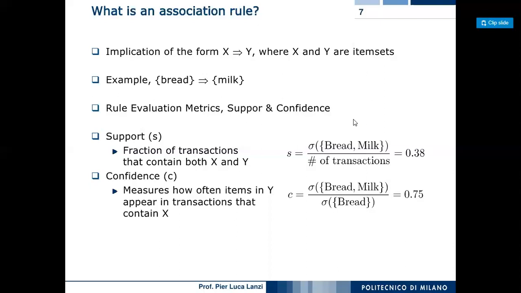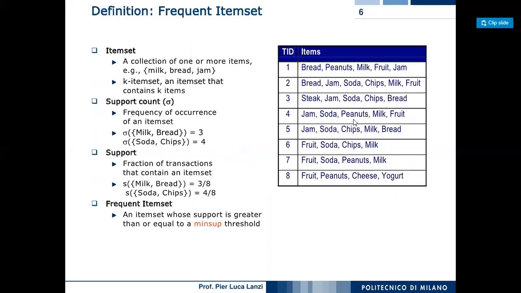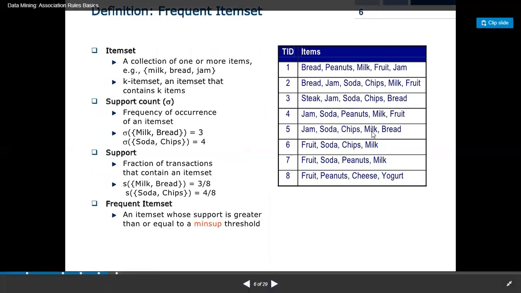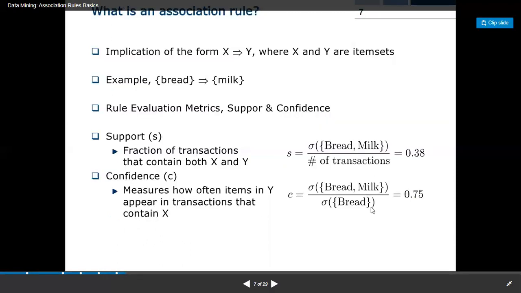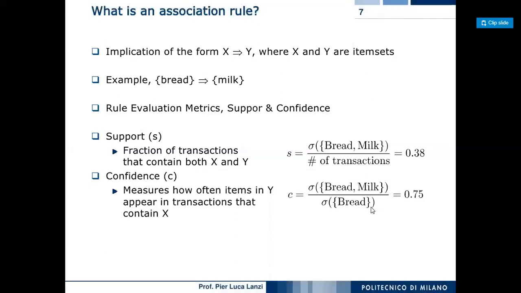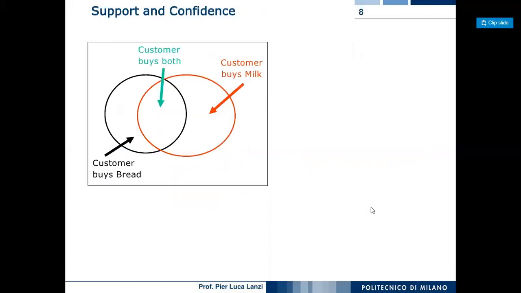So in the last table, bread has been purchased four times, and the frequency of bread and milk was 3. So it would be 3 by 4, which equals 0.75. Okay. The support and the confidence.